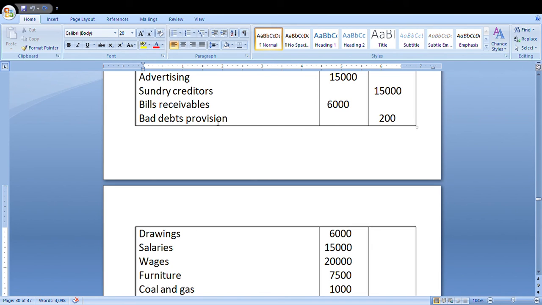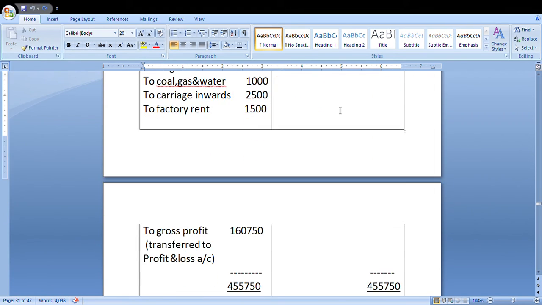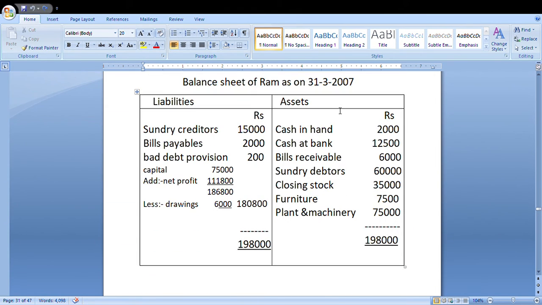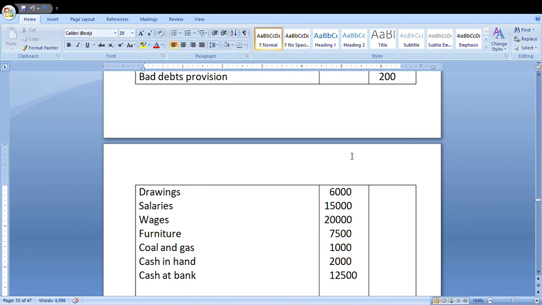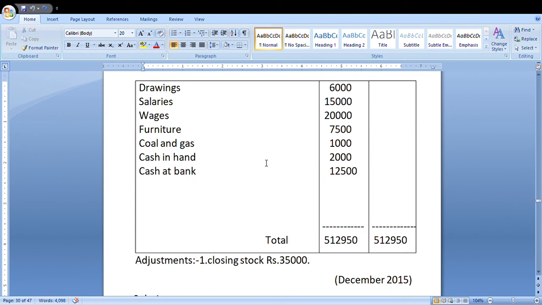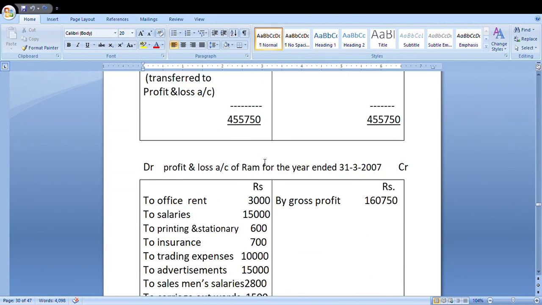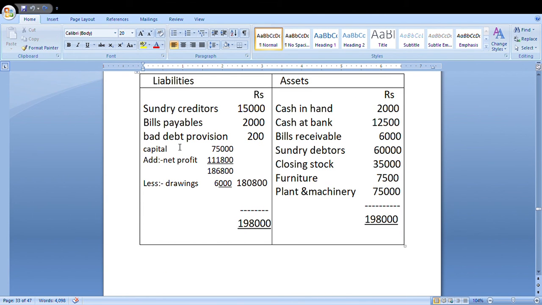Bills receivable is also an asset. Enter the balance sheet, asset side. Bills receivable 6,000. Next, bad debts provision is one type of provision. This enters the balance sheet, liability side.